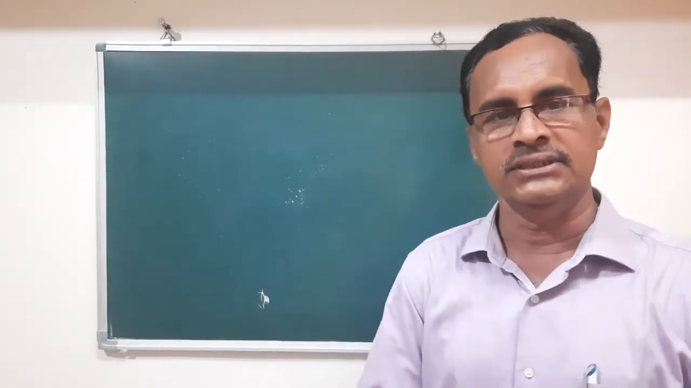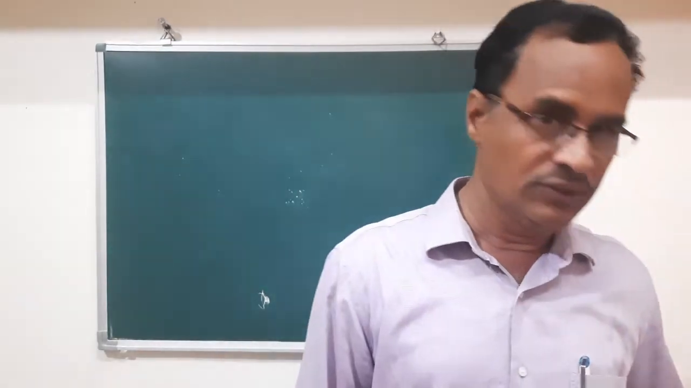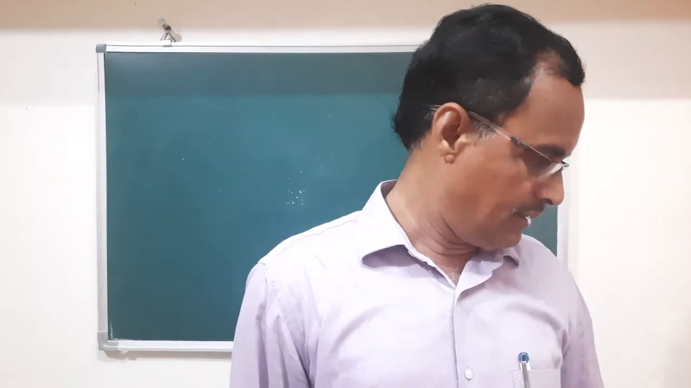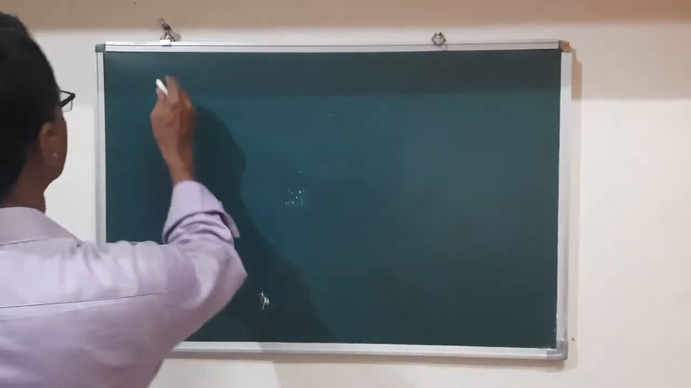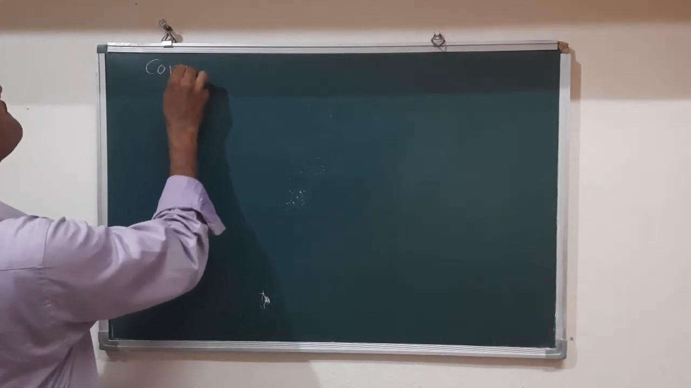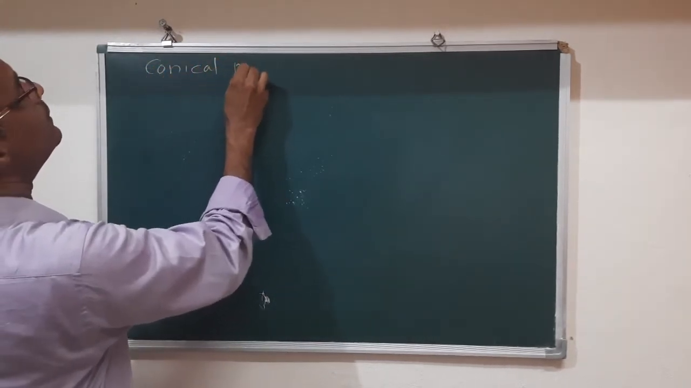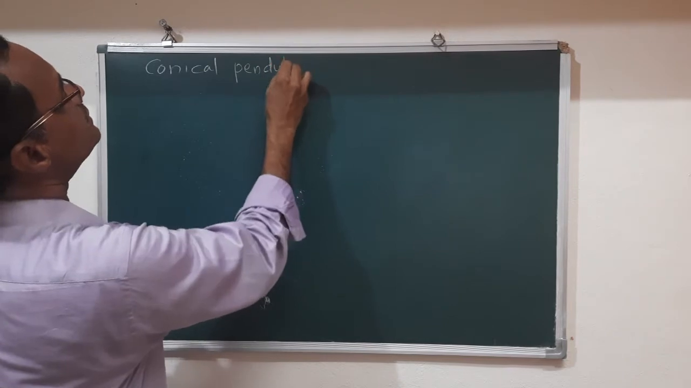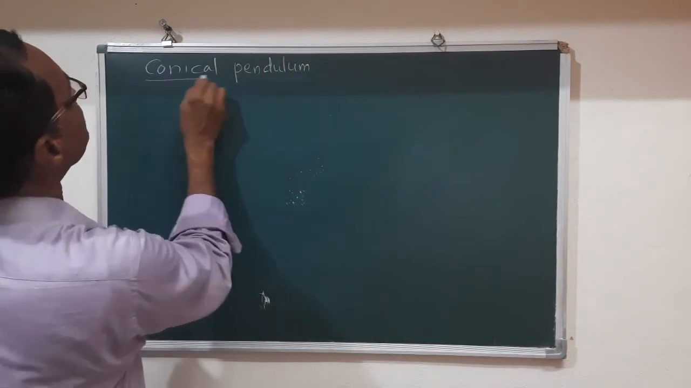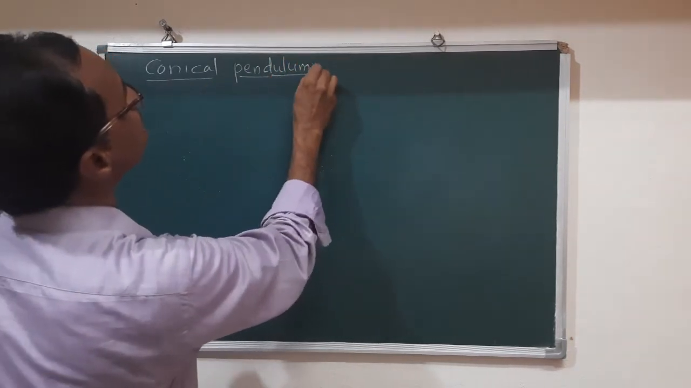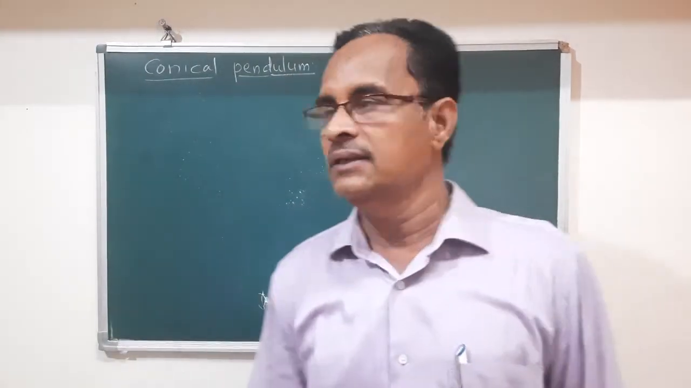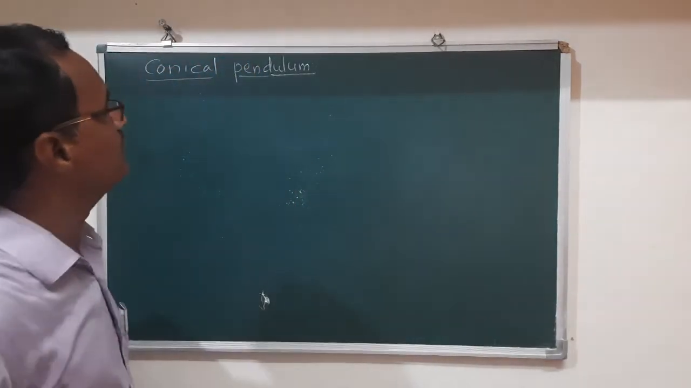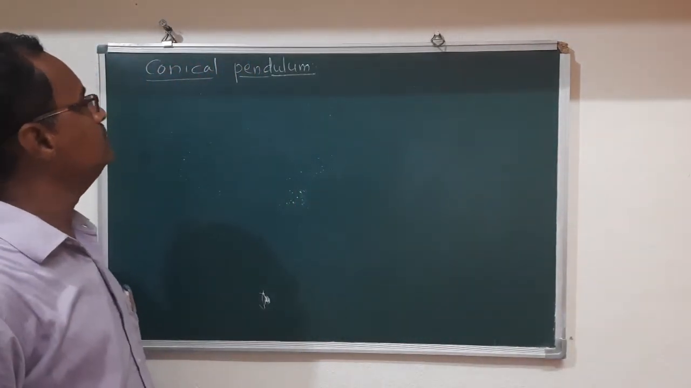Today we will see the application of uniform circular motion. In that, the application of a conical pendulum. Conical pendulum is one of the applications of uniform circular motion. Before starting the conical pendulum, we will see the definition of a simple pendulum, because a conical pendulum is nothing but a simple pendulum.